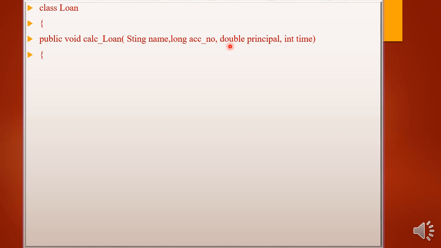Next, principal. Principal is the variable for storing the principal amount for which the loan is sanctioned, that is of double data type. Next, time. Time means number of years for which the loan is granted. Time represents the number of years for which the loan is sanctioned, that is of int data type. Here we define and initialize two variables. Rate, which is initialized to 0.0 of double type.